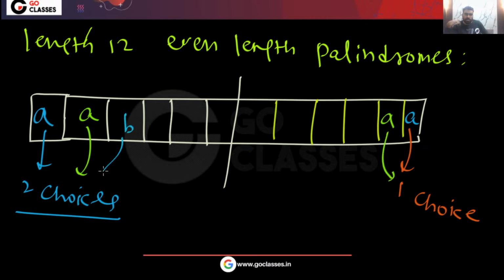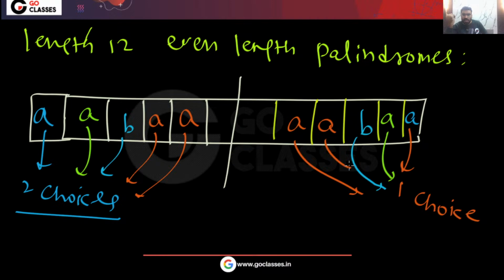Now here also there are 2 choices. You can put anything. But once you put B, you must put B here. So there is 1 choice. Very simple: if I put A, you must put A. So for here, either I can put A or B, but once I put A, there is only 1 choice here. Similarly, here I can put A or B. If I put A, then here I have to put A.